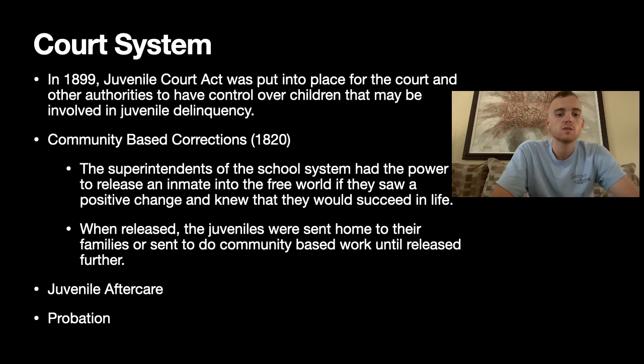So for our next topic, we're going to be talking about the court system. The first juvenile court system was created in 1899 when the Juvenile Court Act was passed. This was an act that was put into place for the court and other authorities to have control over children that may be involved in juvenile delinquency. They also had community-based corrections. This was when a juvenile was arrested, they were either sent back to their family or they were sent to places inside the community to help with their services. So they were either a servant or apprentice.